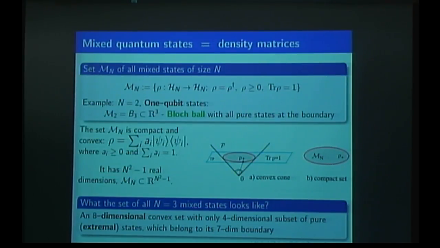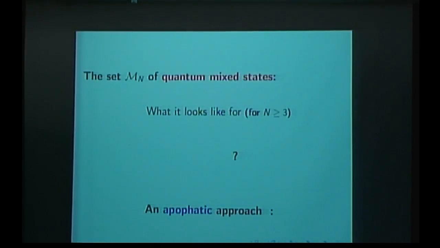First, we know it's a bit special set, because its pure states, the extremal points, form only a four-dimensional set of pure states. This is the complex projective manifold CP2 I discussed before. And the boundary of this eight-dimensional object has seven dimensions. So the question is, in a sense, how does this eight-dimensional object look like? Since I cannot tell you, I can use the so-called apophatic approach. It means I can show you how it does not look like. Apophatic means kind of by contradiction. This is easier to work with.